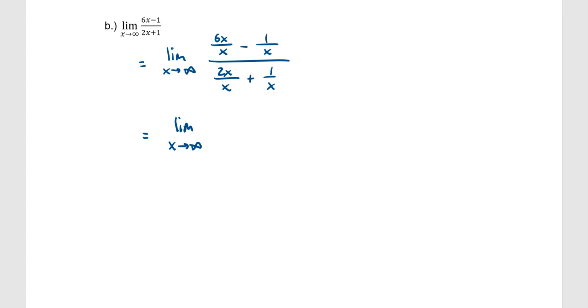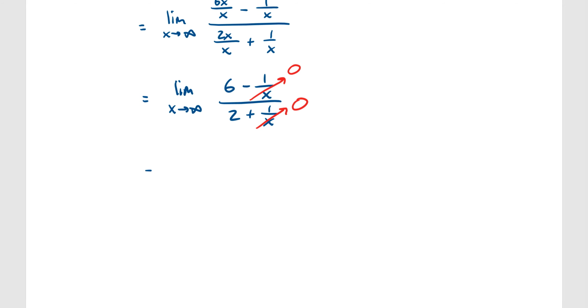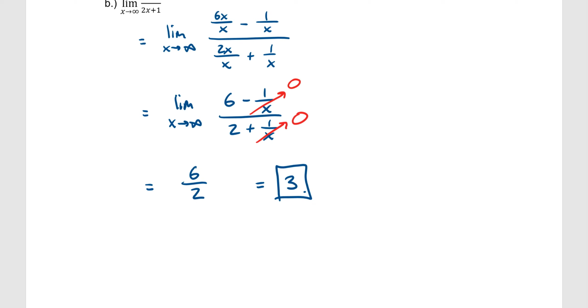Simplifying the numerator, 6x over x is 6 minus 1 over x. 2x over x is 2 plus 1 over x. So instead of writing the limit in each one and wasting time, recognize that these two will both approach 0 because it's 1 over x based on the definition that I wrote above. That will approach 0 as x goes to infinity. So all we are left with is the limit for 6 over 2. Those are both constants, so our answer is just 6 over 2, which is 3. Okay, so that wasn't as bad.